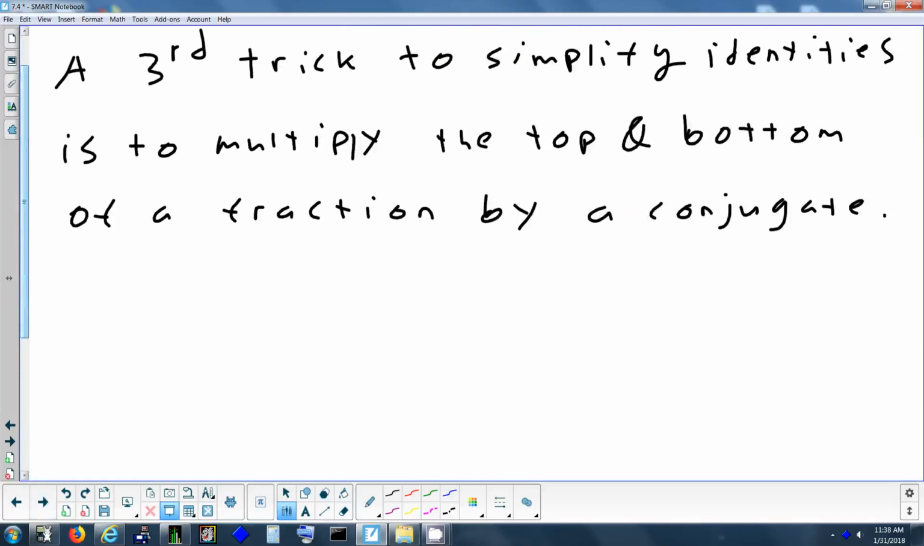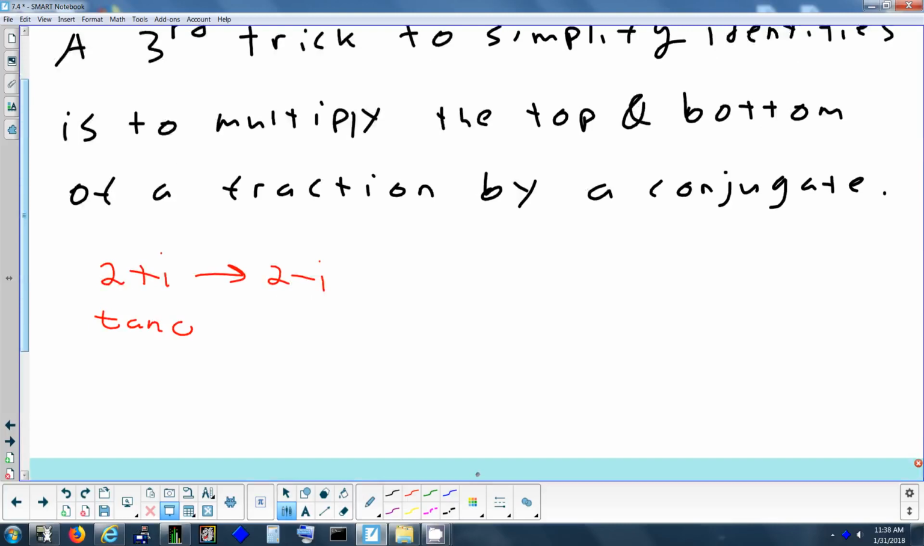So the conjugate, if you remember when we studied imaginary numbers, if you had 2 plus i, the conjugate is 2 minus i. We're not doing anything with imaginaries. I'm just showing you another place that we've used the conjugate before. Okay? With a trig function, if you had tangent plus 1, what do you think the conjugate would be? Tangent minus 1. It would be tangent minus 1.